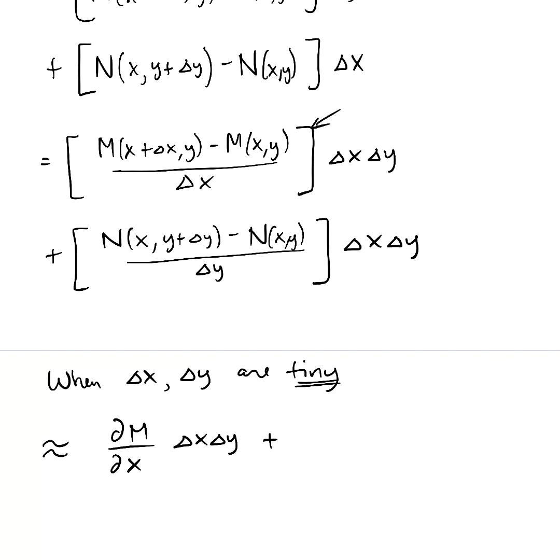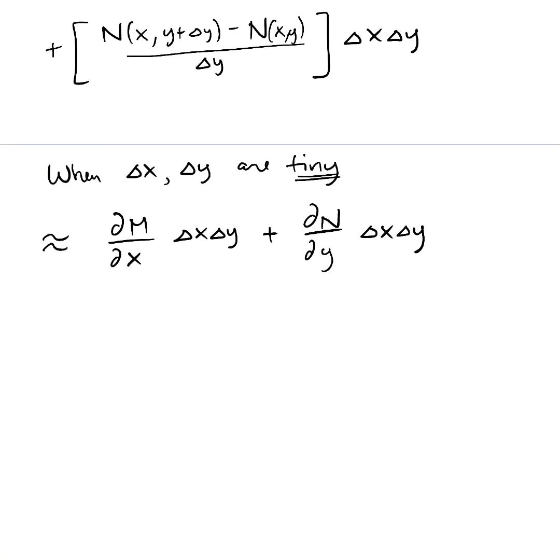and then likewise, look at that grand total. In the second brackets, well, that's rise over run for n, where y changed and x didn't. So that looks like n's y partial. Okay. So that is our grand total.